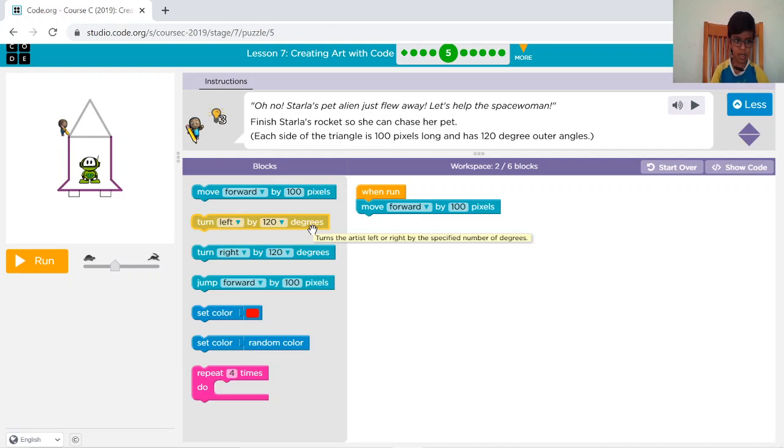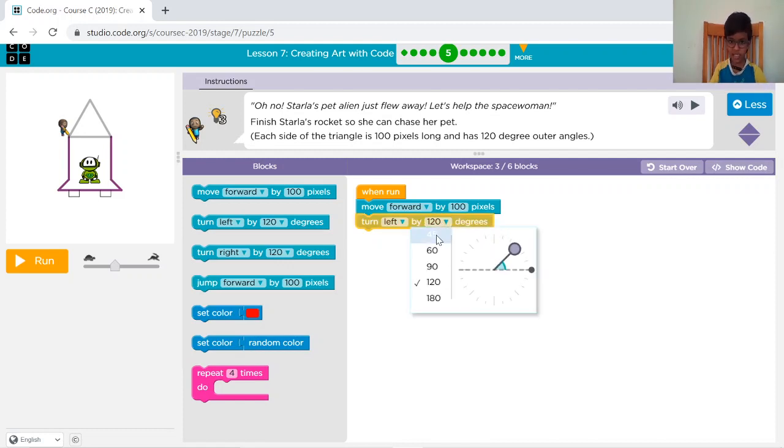Then turn left by 120 degrees. Now let's learn angles. This is 45. This is 60. This is 90. So 120 will be what we need. 180 will flip. We need 120.